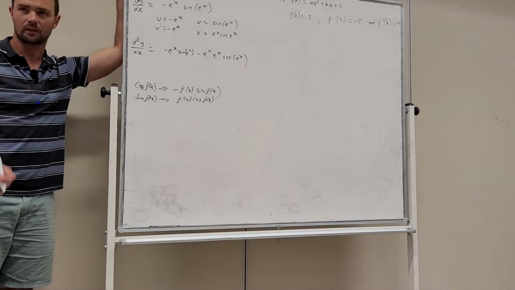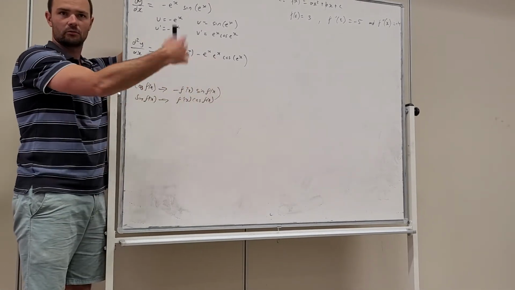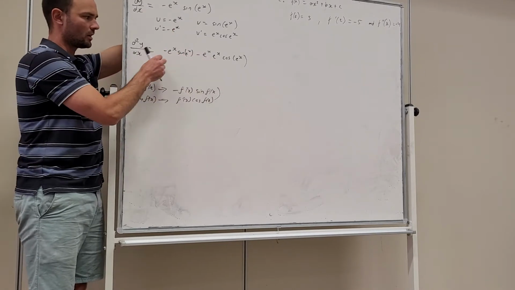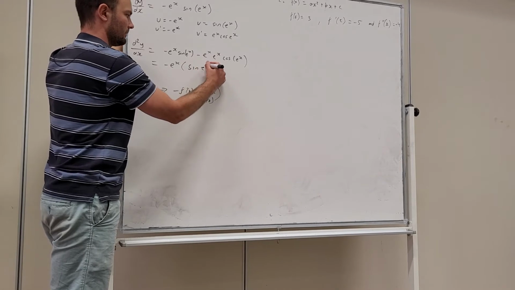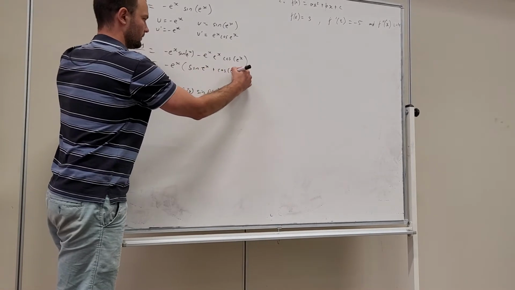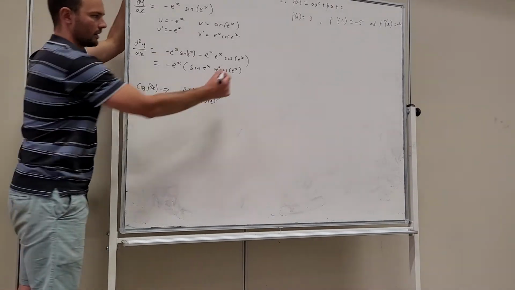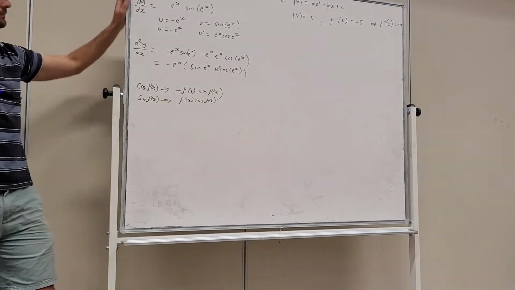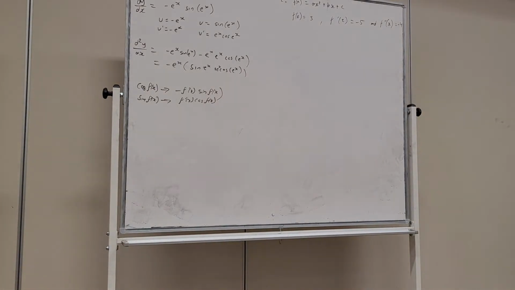Okay, something like this, e to the x times e to the x, that's e to the 2x, isn't it? So you could write it like that, or we could even factorize e to the x out the front. It's minus e to the x times sine of e to the x plus cos of e to the x, plus e to the x cos of e to the x. Okay, so there's different ways of representing that. Excellent. Okay, let's move on to the last one when you guys are ready.